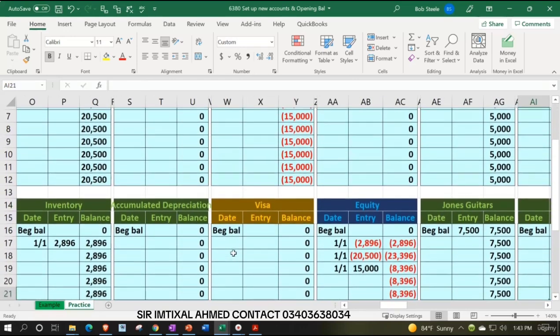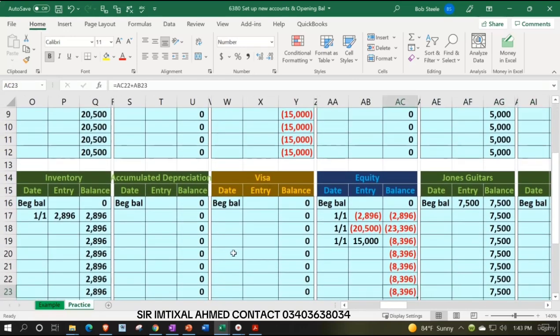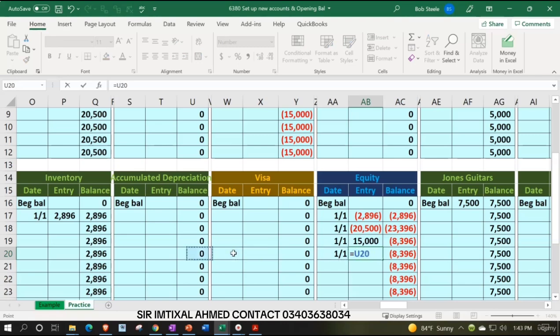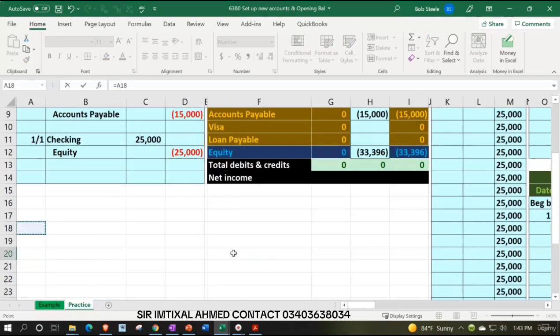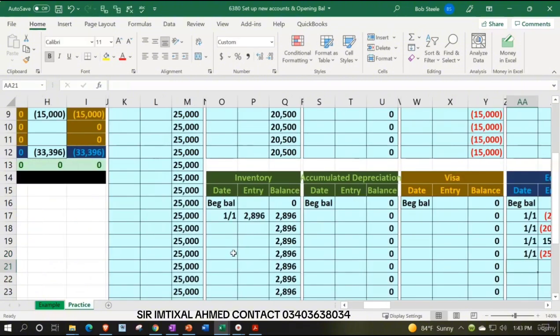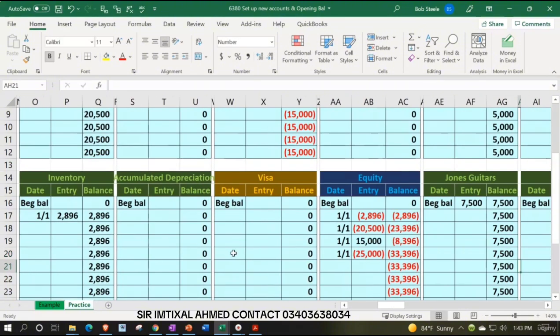So that's going to be down here in AA20, 1/1. And then in AB20, we're going to do this by saying equals. I'm going to hold down the left arrow till we hit the wall. Boom. And then scroll up top and pick up that equity of the 25,000. There we have it.